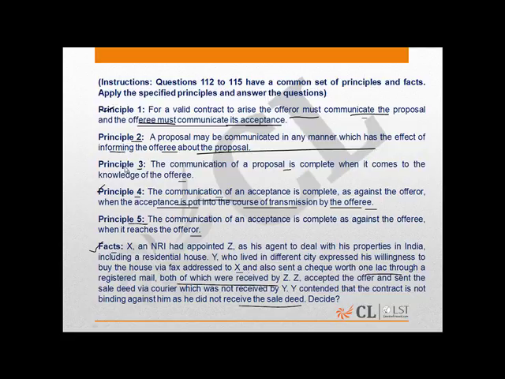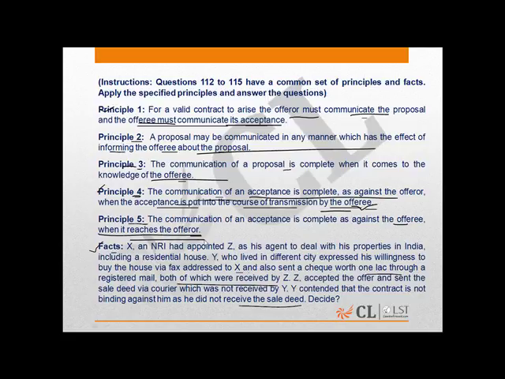Now, Principle 3 explains to us that the communication of a proposal is complete when it comes to the knowledge of the offeree. Principle 4 explains to us that the communication of an acceptance is complete as against the offerer when the acceptance is put into the course of transmission by the offeree. Right. Now, lastly, we have principle 5, which explains to us that the communication of an acceptance is complete as against the offeree when it reaches the offerer. So the important point is when it reaches the offerer.